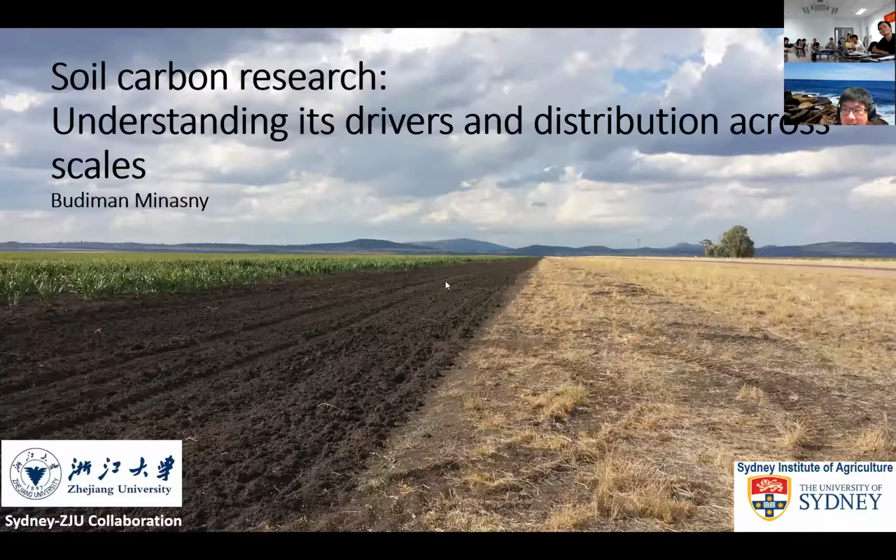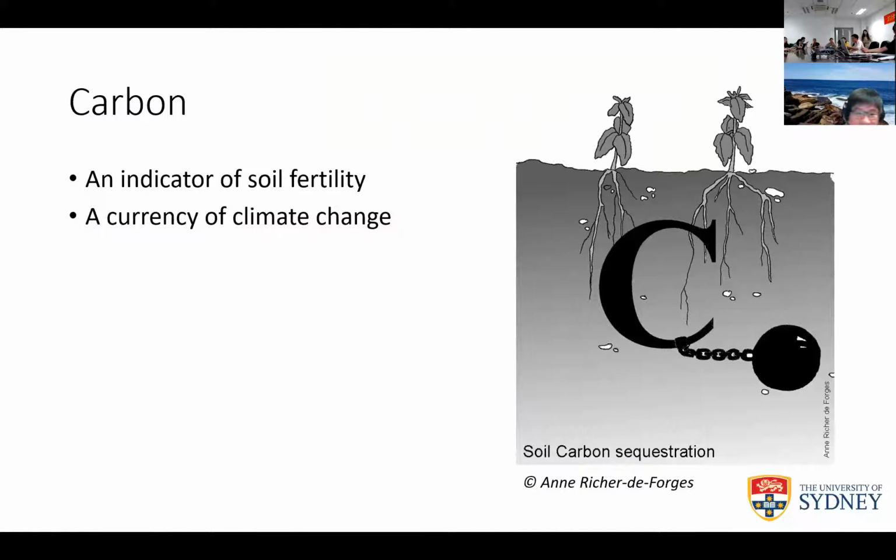So as we all know, soil carbon, or soil organic matter, particularly is an indicator of soil fertility. When we talk about soil carbon, we want to have a soil with high carbon content. We know that because soil with high carbon content usually is a highly fertile soil. But carbon itself is a currency of climate change. So what do I mean by currency of climate change?